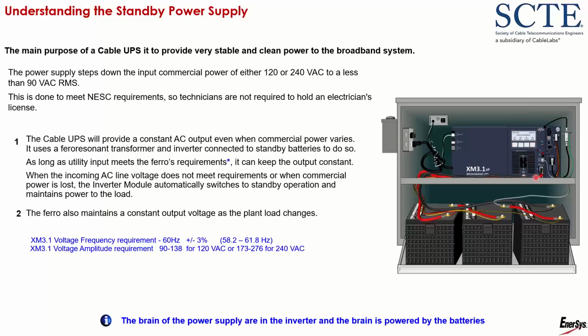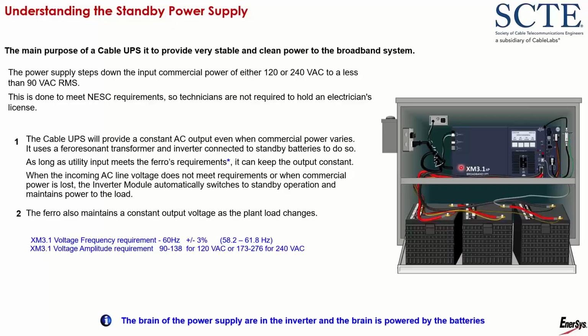So the brain in the inverter, which is powered by the batteries, is always watching the power coming in to make sure it matches the specifications for the transformer. As long as it does, the brain just lets the transformer do its job of keeping the output voltage stepped down and stable. But if the voltage and the frequency coming in from the utility go out of specifications for the transformer, the brain will actually activate the batteries.